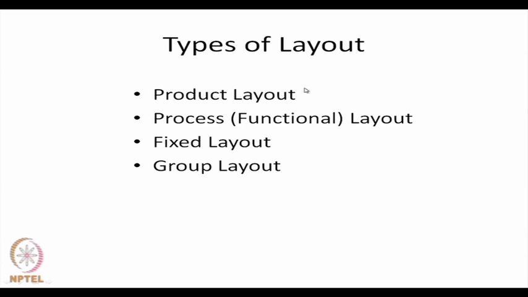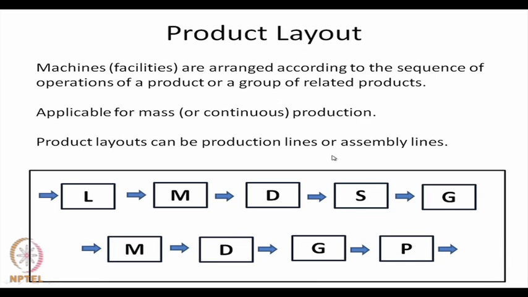We said that there are principally 4 layout patterns: product layout for product focused systems, process or functional layouts for process focused systems or job shop problems, the custom products, fixed layout for very big and heavy products, and then a combination of product and process that manifests itself in the form of group layout. This is an example of product layout, which is in a line fashion. The operational sequence and the machine arrangement are the same.